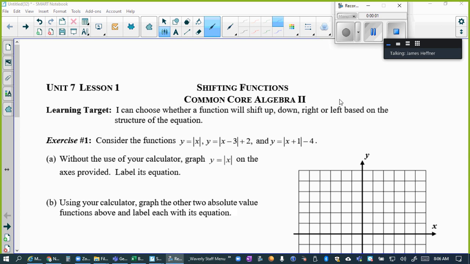So, shifting functions. We're going to start with an example here with y equals the absolute value of x. Hopefully you all remember what the absolute value of a number is, right?